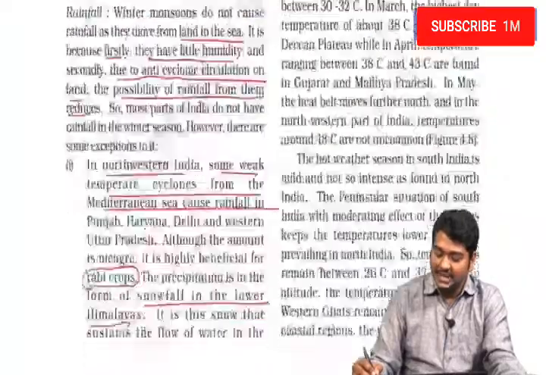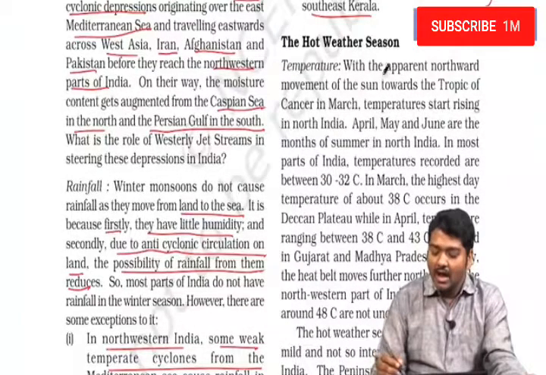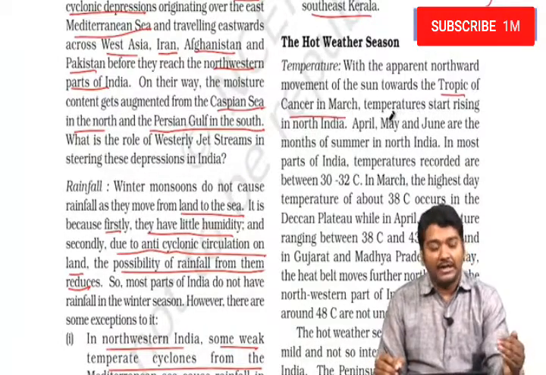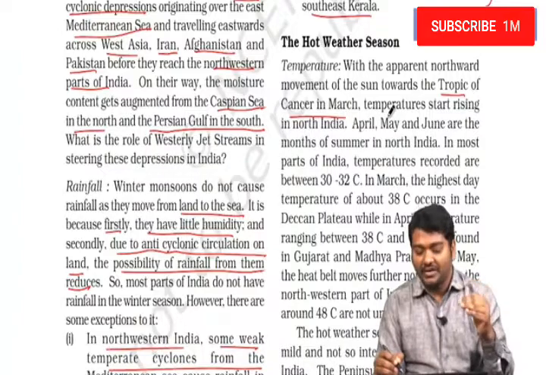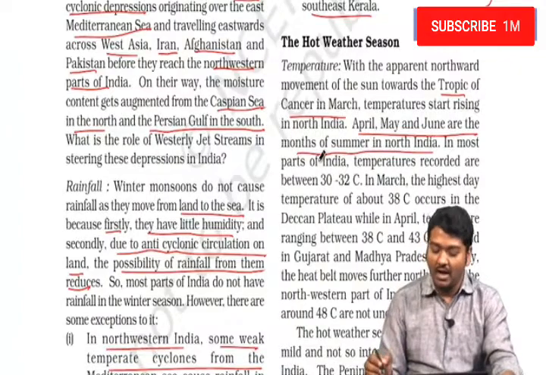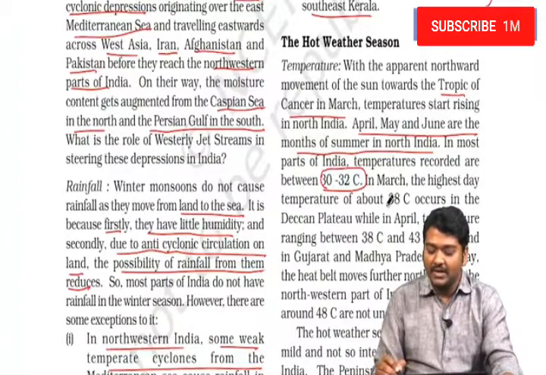Then let us take the hot weather season. With the apparent northward movement of the sun towards the Tropic of Cancer after March 21st, when it falls on the equator, April, May and June are the months of summer in North India. In most parts of India, temperature reaches 30 to 32 degrees Celsius. In March, the highest temperature is about 38 degrees Celsius.